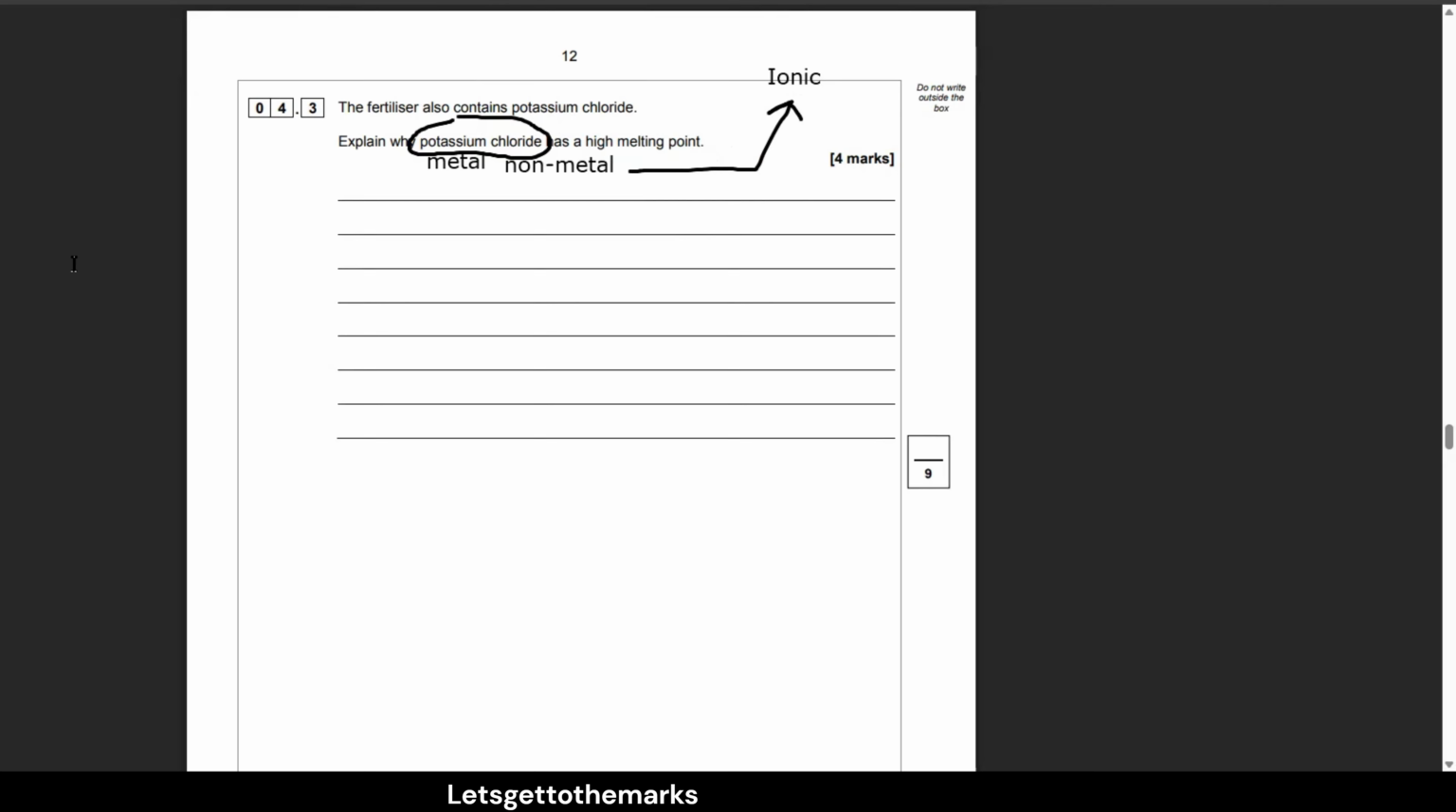And why do they have high melting points? In fact, there's one key word here. Every time there's a high melting point, anytime you see that, the answer to that is always the word giant. Better if you say giant structure. But if you said giant ionic, that's 2 marks. So let's put it down right. Potassium chloride has a giant ionic structure. And look, we've just got 2 marks straight off the bat.